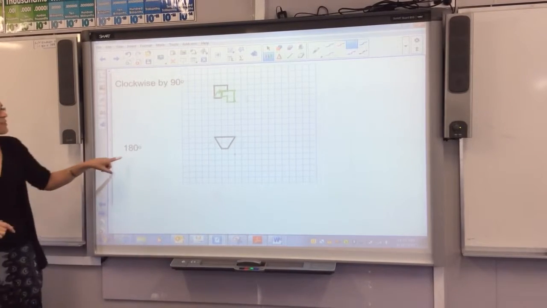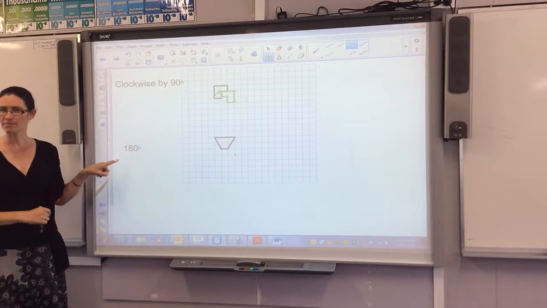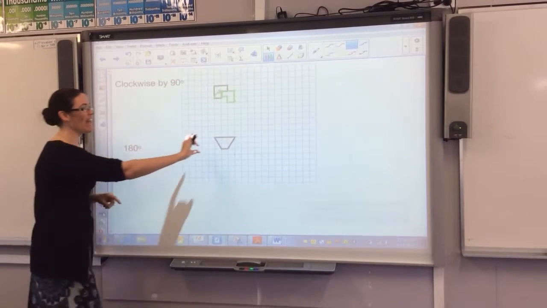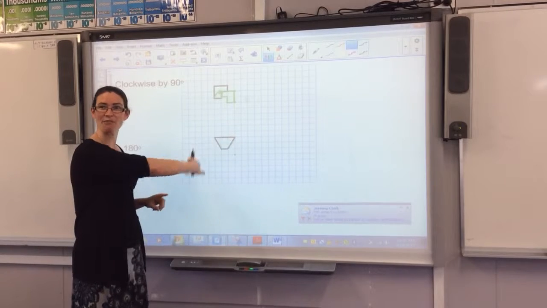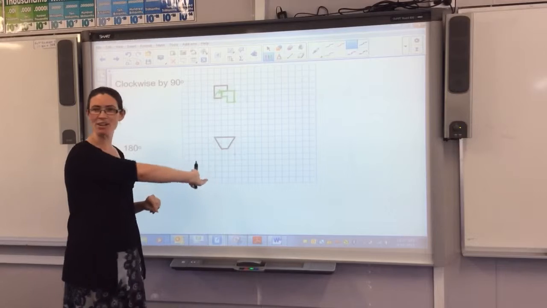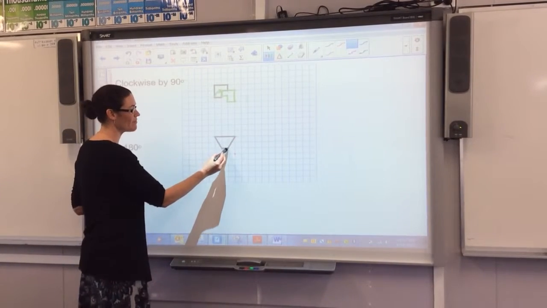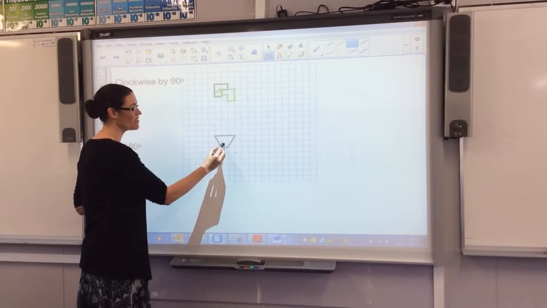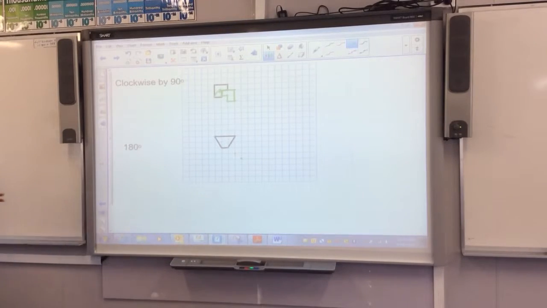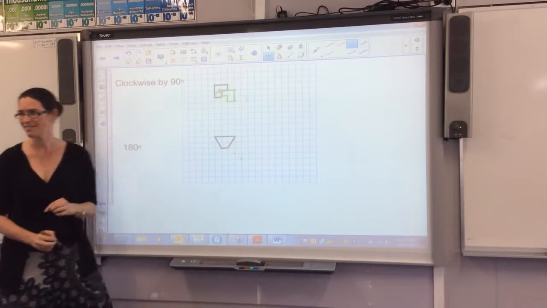This one here, I want to rotate 180. Why didn't I specify clockwise or anti-clockwise? Because it doesn't matter. It's exactly halfway, so whether you go clockwise or anti-clockwise, it's going to give you exactly the same shape. So this point here, for example, has to go 180 around, so it's going to go to here. Is everyone happy with that?